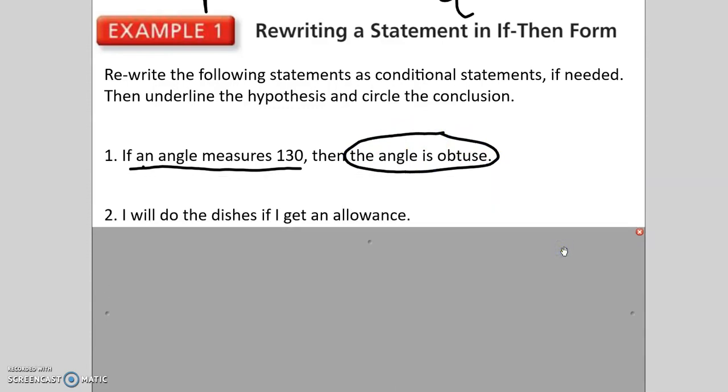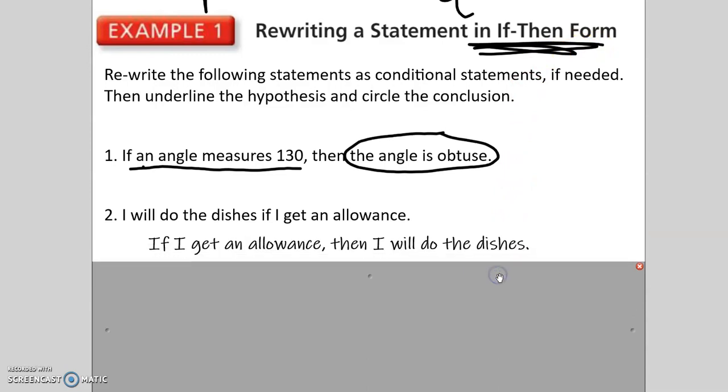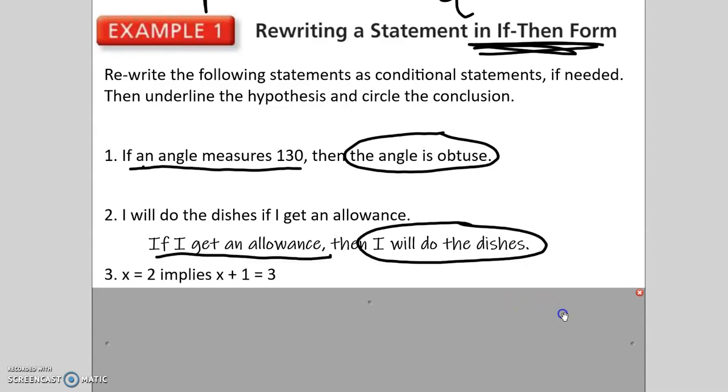Let's take a look at another one. I will do the dishes if I get an allowance. It's not in that form. We needed to say if hypothesis, comma, then conclusion. So let's rewrite it as, if I get an allowance, then I will do the dishes. Talk about, make that deal happen with your parents, right? There is my conditional statement: if I get an allowance, then I will do the dishes.